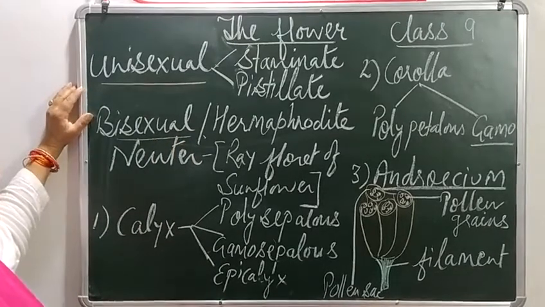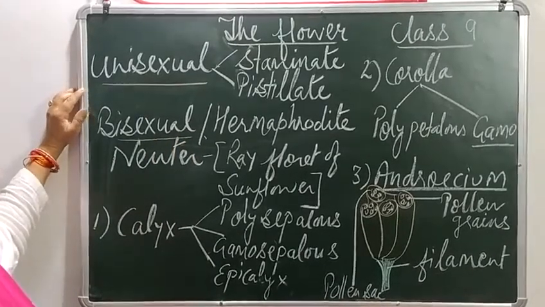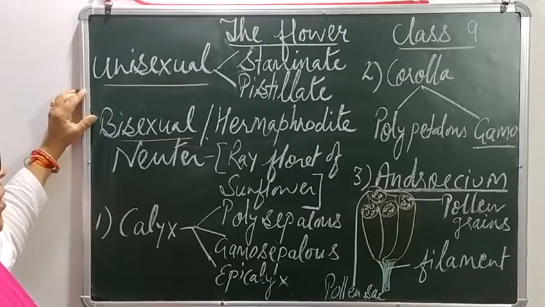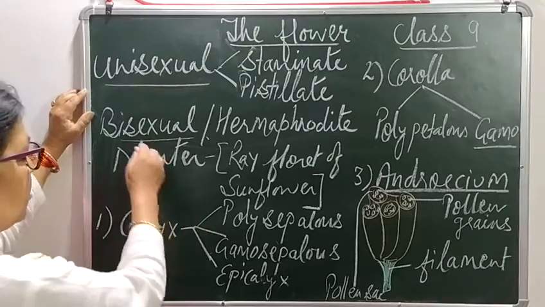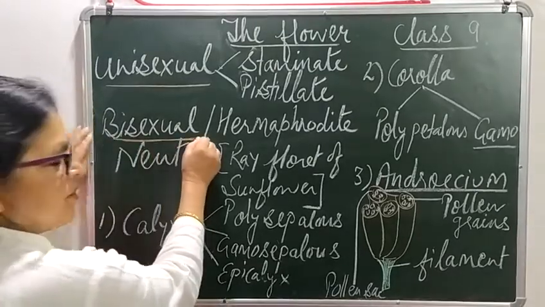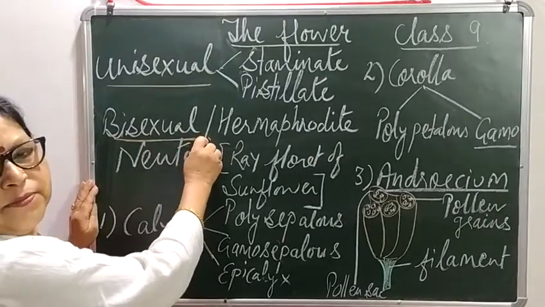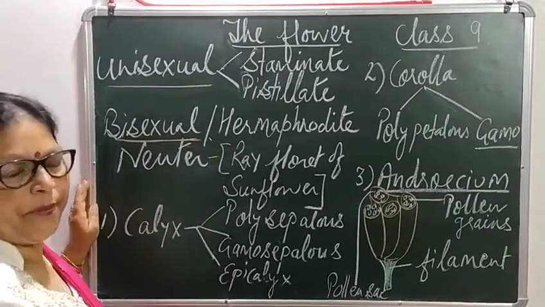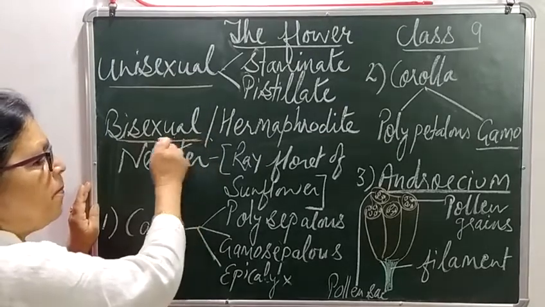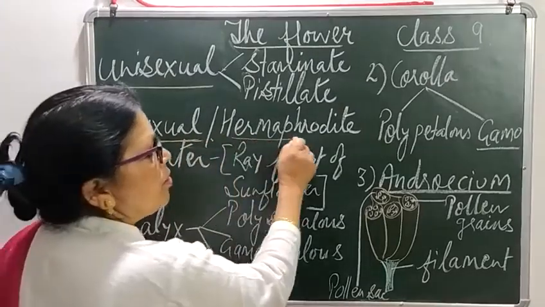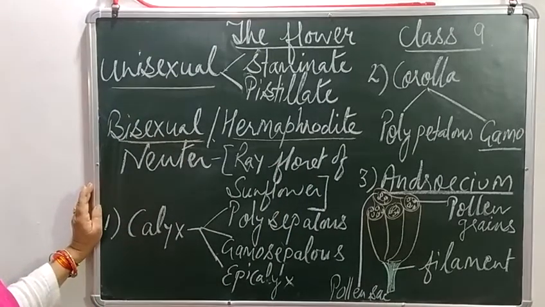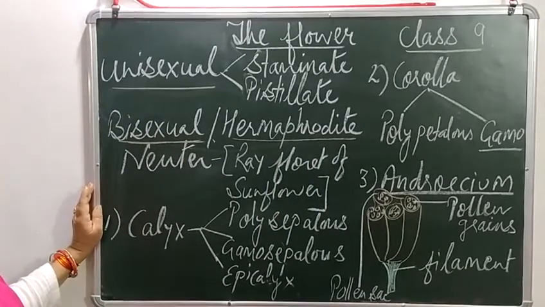Now in my previous video I told you about the reproductive parts, the stamens and pistil. If a flower contains both reproductive parts, that means both stamens, male part, as well as the pistil, the female part, such a flower is called bisexual or hermaphrodite flower. Hibiscus, mustard, these are bisexual flowers.